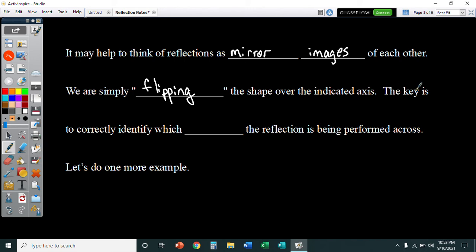The main thing is, and this is where students make their most mistakes, the key is to correctly identify which axis the reflection is being performed across. Because students get their X and Y axes mixed up. You've got to know that the x-axis is the horizontal axis and the y-axis is the vertical axis. If you get those confused, it's going to mess you up.